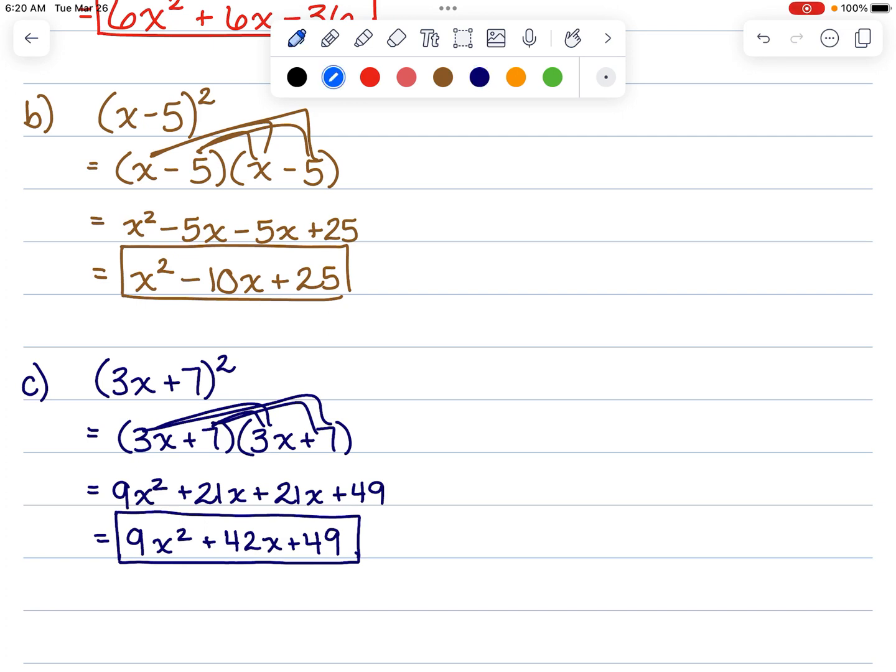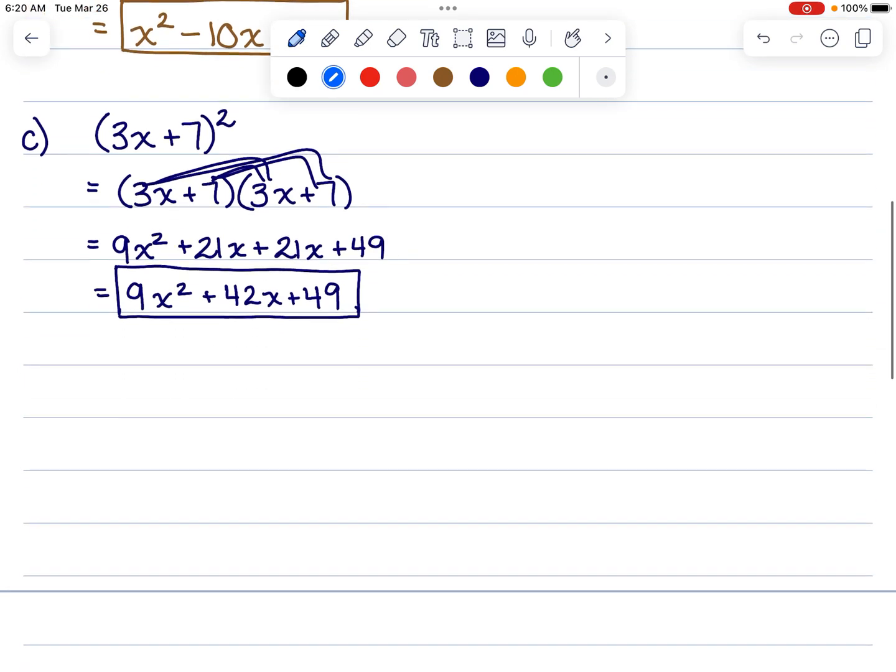Now this is the squaring binomials piece of the notes. We are also going to be simplifying square roots. So, technically our instructions were already simplify, but I'm going to write it again because it's a slightly different simplify here.